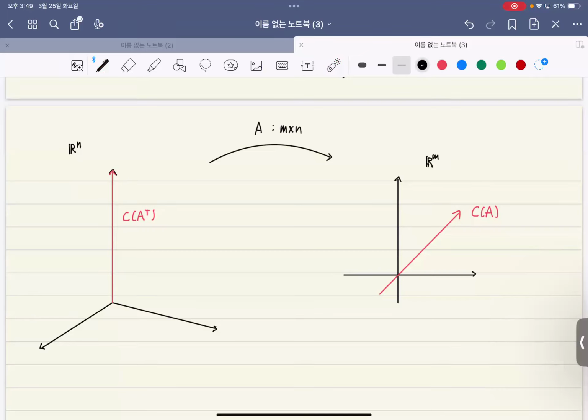So this means A restricted to the row space is a mapping from the row space to the column space. Here I put this equivalence sign to emphasize that this is a bijection. By the way, have you ever seen this symbol before? This means the restriction of domain symbol.